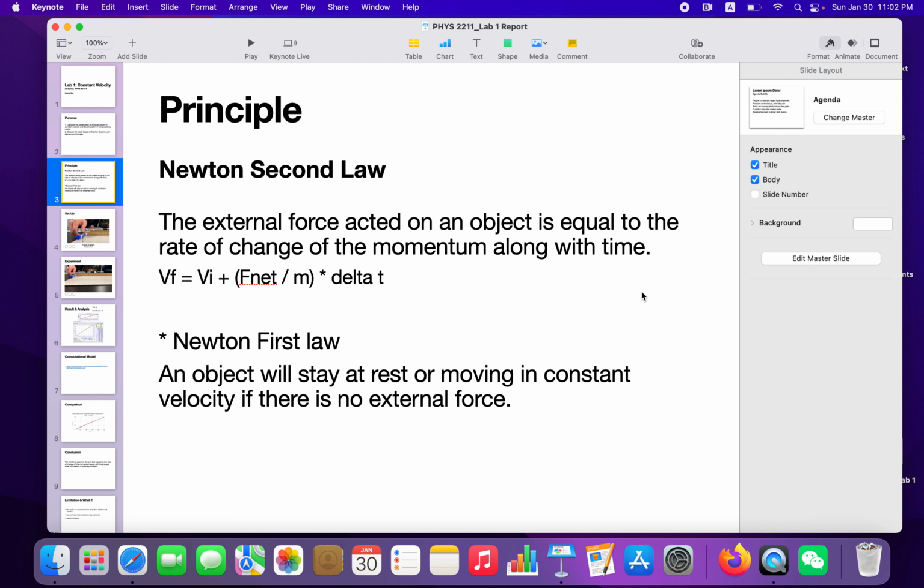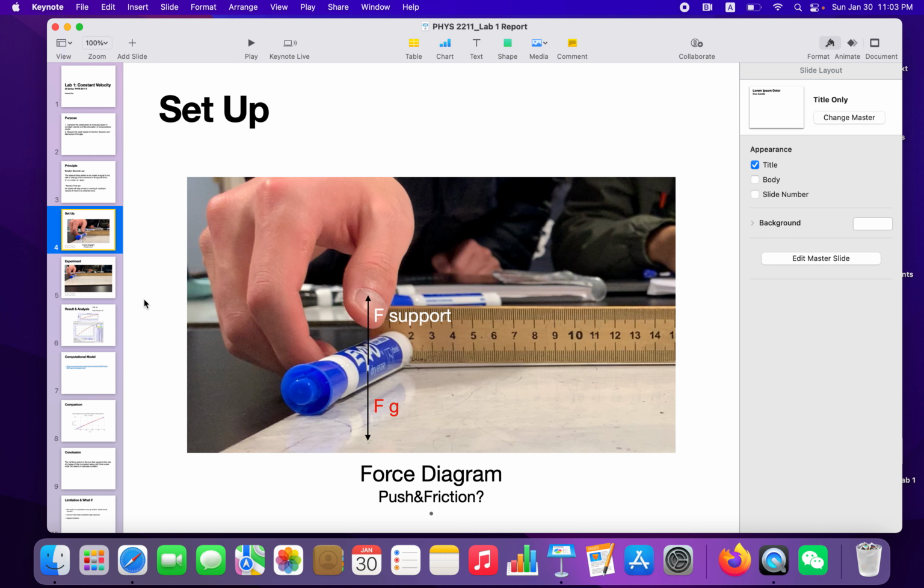You can see in the formula that the change of momentum basically refers to the change of velocity due to the magnitude of the net force. Interestingly enough, in our experiments, we can also apply Newton's first law, since our net force is designed to be zero. And here is our setup.